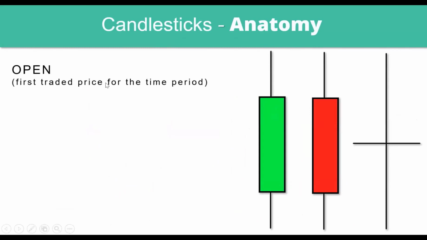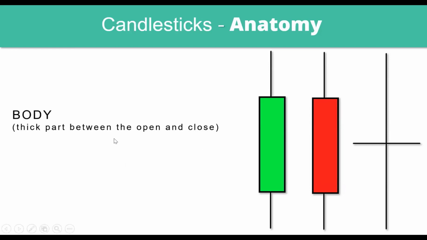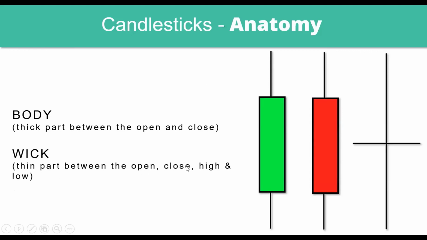Each candlestick has an open, which is the first traded price for the time period, has a closing price, final traded price for the time period, has a high price, which is the highest traded price for the time period, a low price, which is the lowest trading price for the time period. It also has a body, which is a thick part between the open and close of the candle. And then it has a wick, which is the thin part between the open, close, high, and low. So each candle has a wick in general, and same with trading chart candlesticks, the wick is also the thin part of a candle, where it does not constitute of the body.